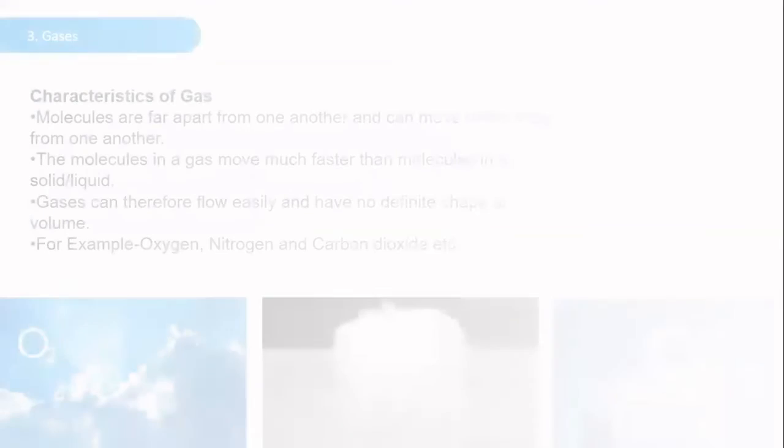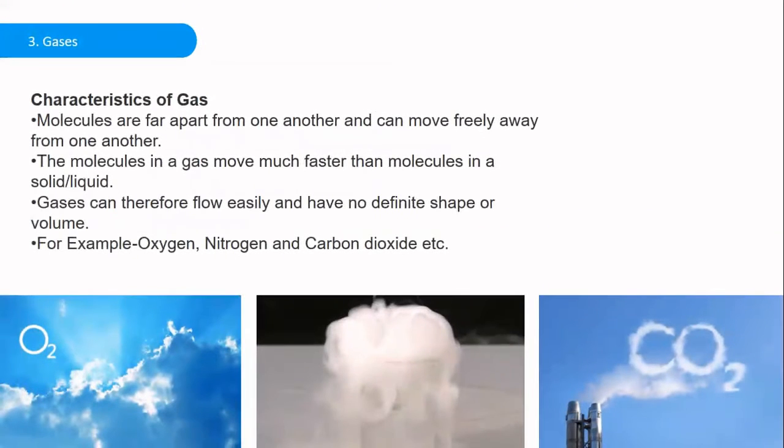Now, the next state of matter is gases. Gases are free moving molecules. They are very far from each other. That's why we can't control them into one vessel or the other. So we can say the molecules are far apart from one another and can move freely away from one another. They have large intermolecular spaces. That's why they are free to move.